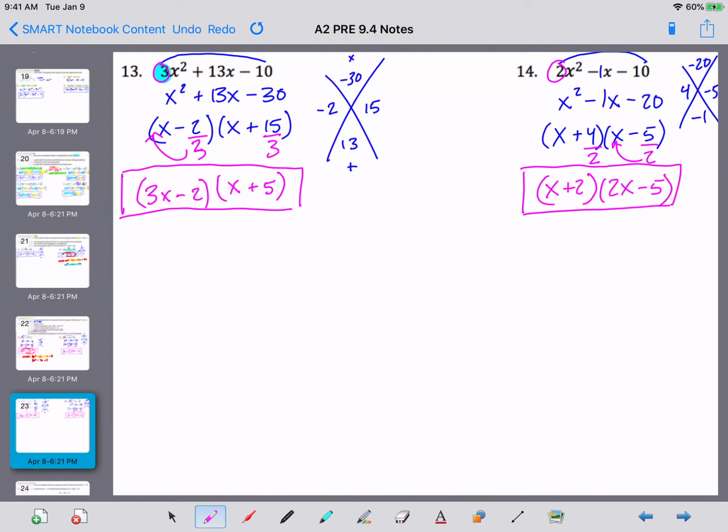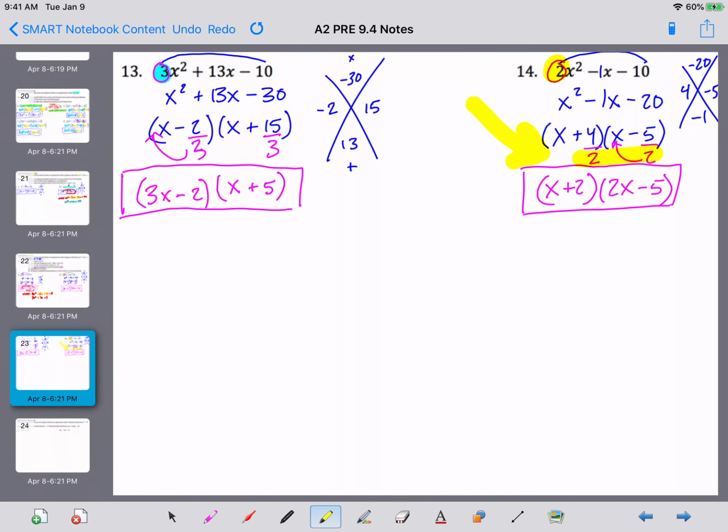All right, so kind of the big thing with these problems is don't forget to divide by the A value. That's a big step that students always miss, and then they don't get the right answer. But you'll know you forgot that step if you checked your answer and FOILed it out and it didn't work. A lot of times, this step right here is the one that students forget.